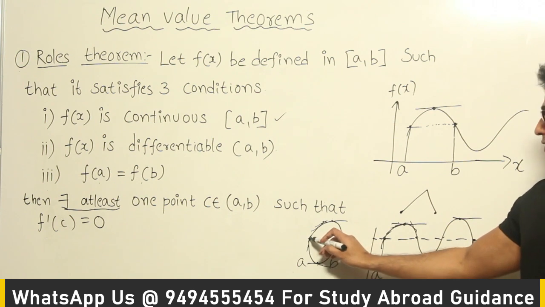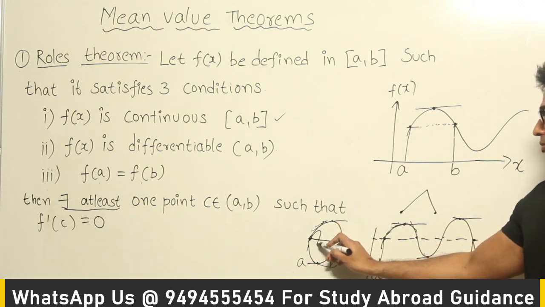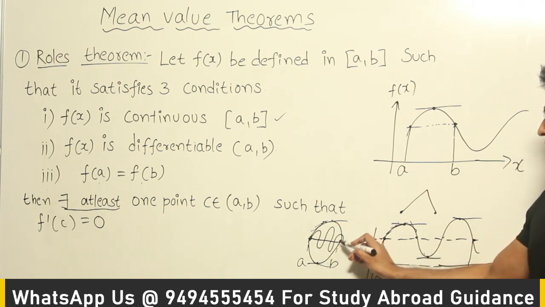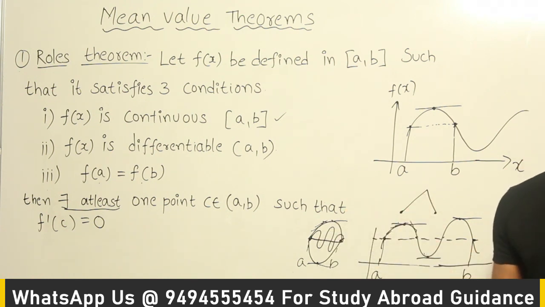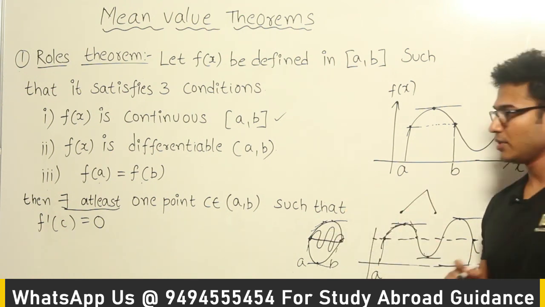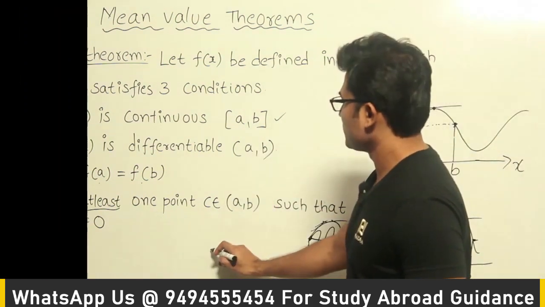And sometimes what happens is you might get it multiple times: increase, decrease, increase, decrease, and finally reach that point. In that case, you are going to get more than one point at which tangent is going to be parallel to x-axis. Got it? Okay, that is about this theorem.